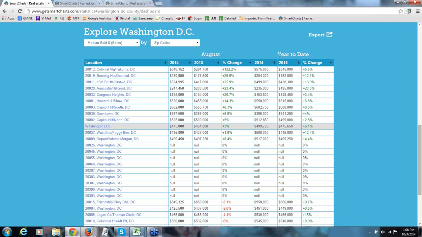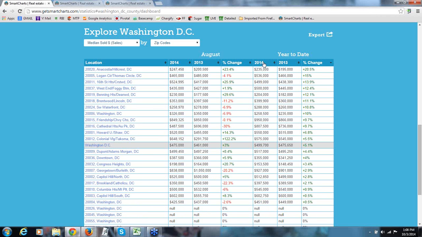Some of these zip codes might only have 4 or 5 sales, or even if you're in a county that doesn't have a huge number of monthly volume, take a look at the year-to-date stats. When we do that, we can see that it's not just a monthly blip for Anacostia. It's an ongoing, consistent trend throughout the year. So for sales from January through August of this year, the median sale price is up 20.5% versus January through August in 2013. Now, why could that be? Was it just low supply? What's driving those big increases in the median sales price for this particular zip code?